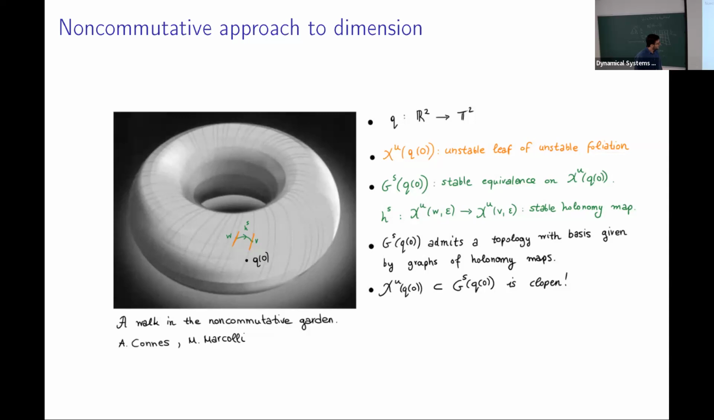Take W and V, and then you have a way to construct a holonomy map. You take a small unstable set around W, a small unstable set around V, and you can create a local homeomorphism between those two neighborhoods. And the idea now is that the stable equivalence relation on this unstable set, this unstable leaf of 0, can become a topological space. And the basis for the topology is given by the graphs of those holonomy maps.